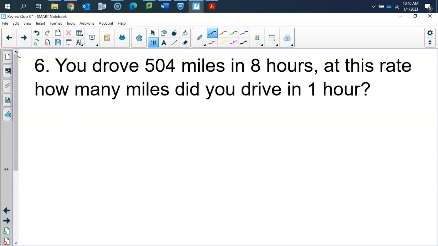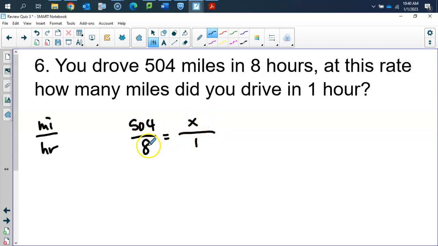Okay, you drove 504 miles in 8 hours. At this rate, how many miles did you drive in 1 hour? Again, I would set up a proportion. Go. Well, my cheater fraction, we're comparing miles to hours. So we did 504 miles in 8 hours. We want to know how many miles x in 1 hour.